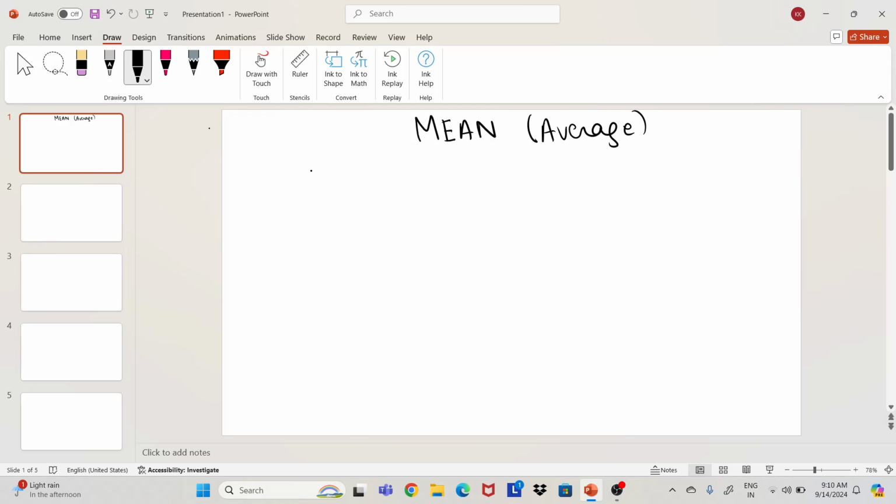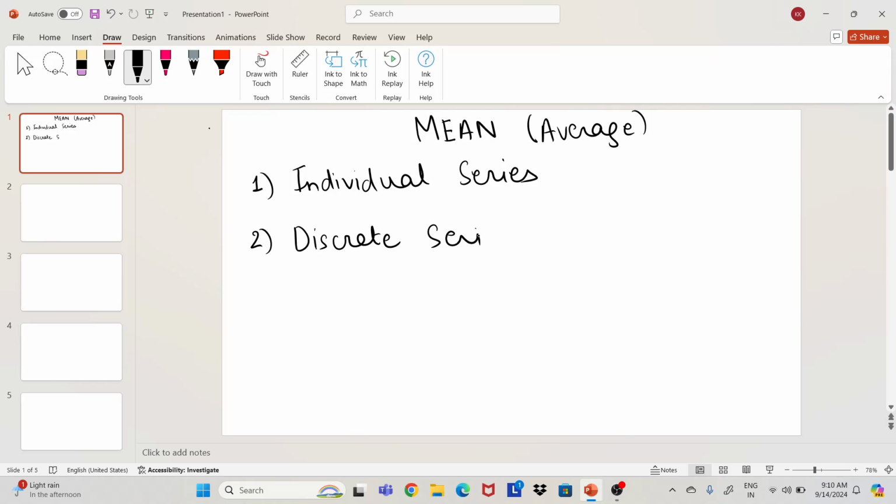So yeah, let's start. First of all, there are three different data types or data sets: the first is individual series, the second one is discrete series, and the third one is continuous series. I'll be explaining how to calculate mean in all these three series in this video.